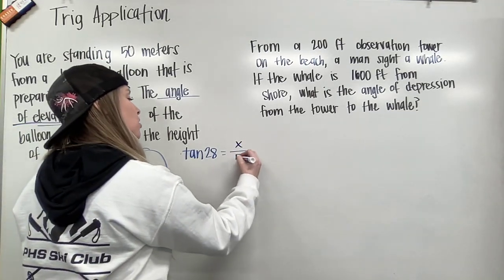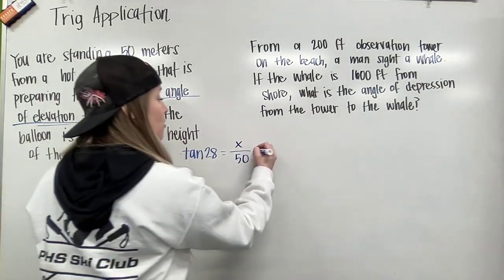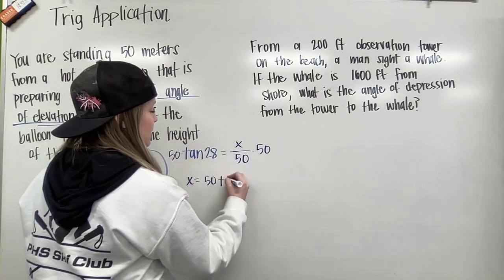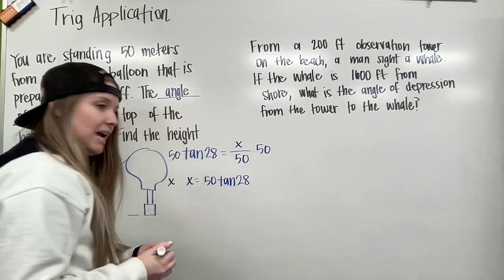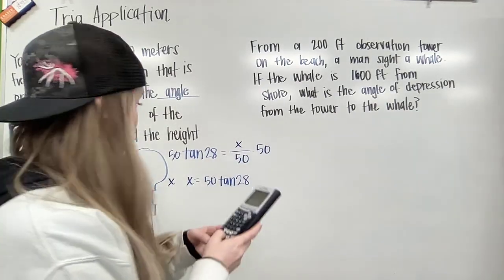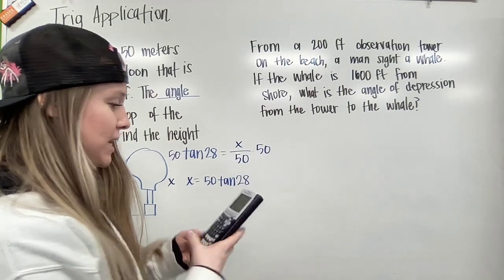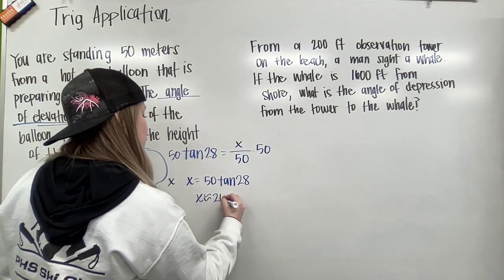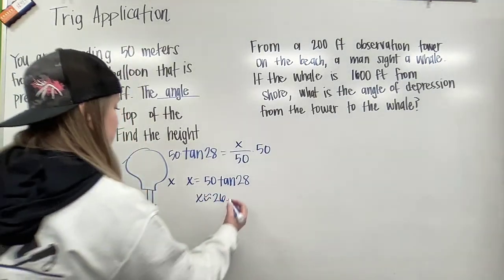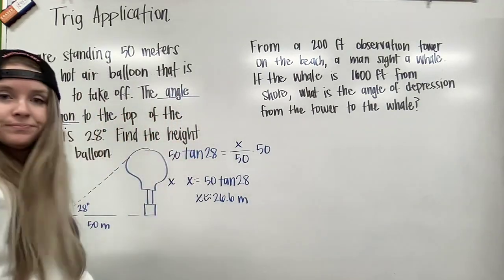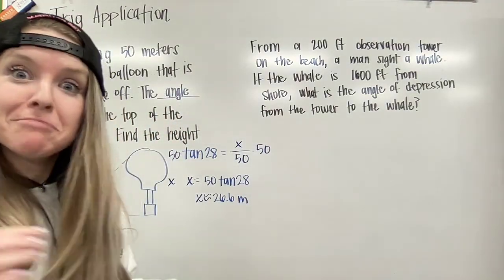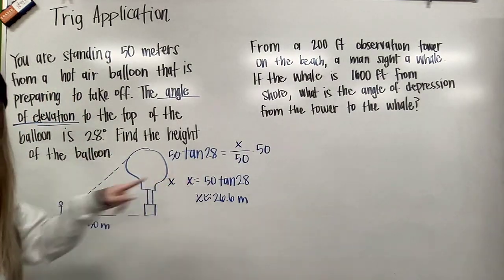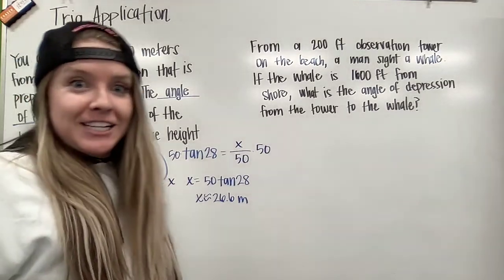Tangent is opposite over adjacent. So all I got to do here is multiply both sides by 50. So x equals 50 times the tangent of 28. So 50 times tangent of 28. The height of our balloon is 26.6 meters. Okay, so be careful with your setup. Tangent, based off my angle, is opposite over adjacent, so x over 50. All right, whoo, my bad.